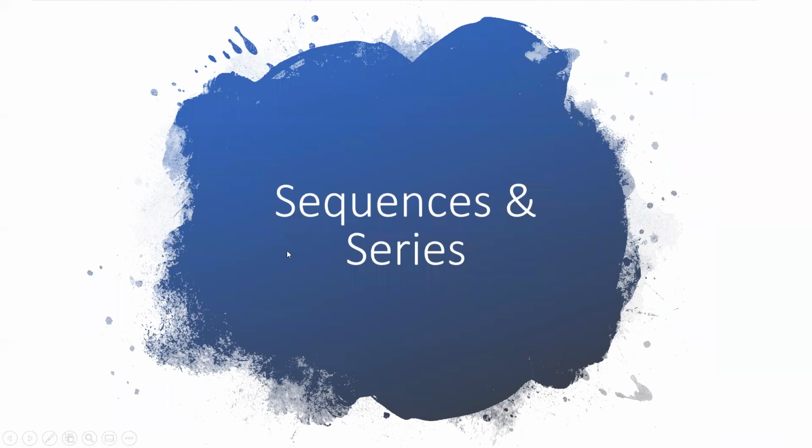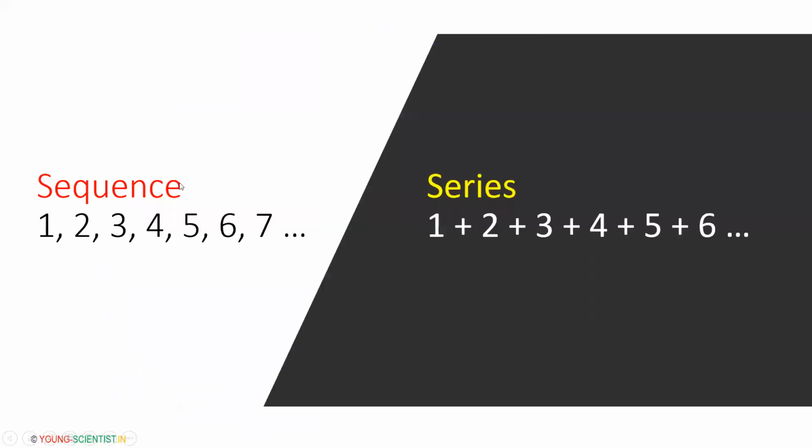So the best way to represent a pattern is through numbers. And numbers can form sequences and series. It's important to understand the distinction between those two. A sequence, well, it's a sequence of numbers, one after the other. A series is when you add the individual terms of a sequence.